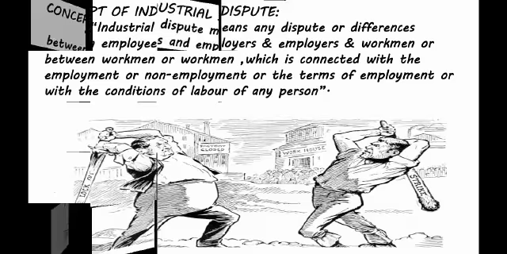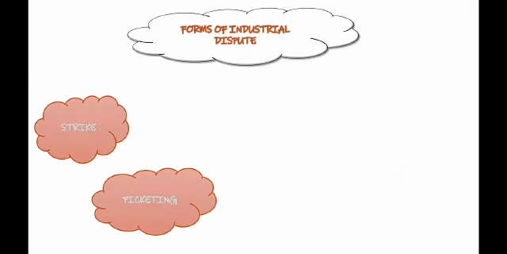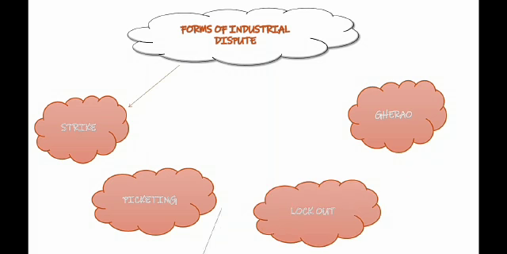Next we see the forms of industrial dispute. There are 4 types of forms in industrial dispute. First one, strike. Second one, picketing. Third one, lockout. Fourth one, gherao. First we see about the strike.